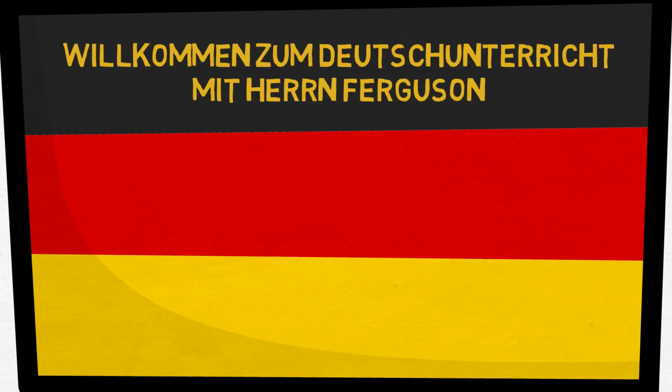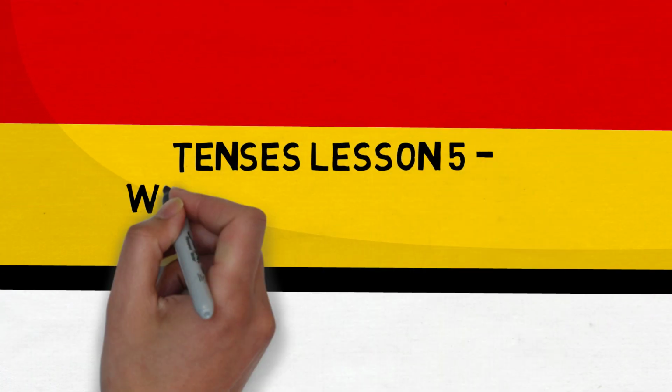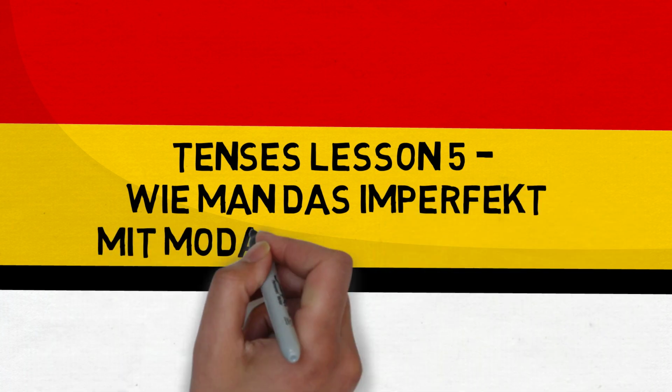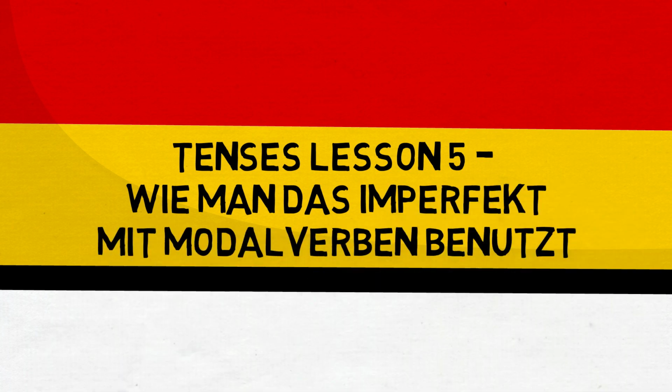Diese 5. Stunde über die Zeitformen, the fifth tenses lesson, ist, wie man das Imperfekt mit Modalverben benutzt. How to use the imperfect tense with modal verbs.